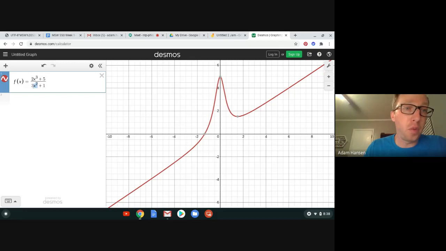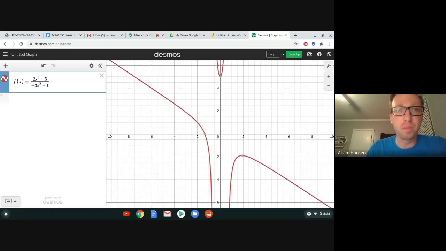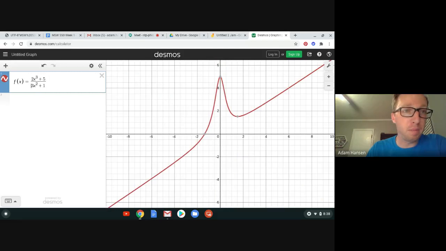Instead of 3x squared plus 1, what if I had negative 3x squared plus 1? Notice now I'm going to have a positive number divided by a negative number, so as x goes to infinity, this would be equal to negative infinity. This limit at infinity would be negative infinity.